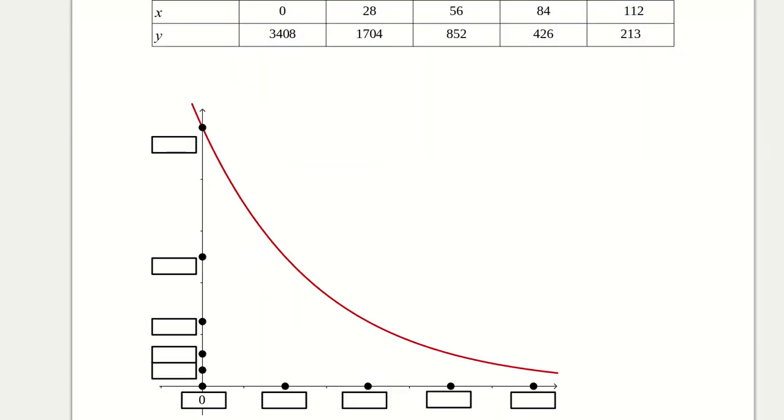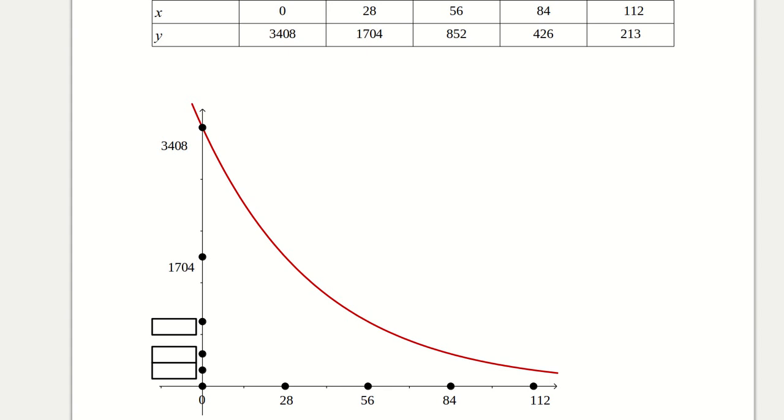So we put this information on our graph. So starting at time 0, it's 28 years to double. 56 years after that, or after where we started, 84 years from when we started, and 112 years from when we started. The population starting at 3,408, then half of that, 1,704, half of that, 852, half of that, 426, and then finally, after 112 years, down to 213.